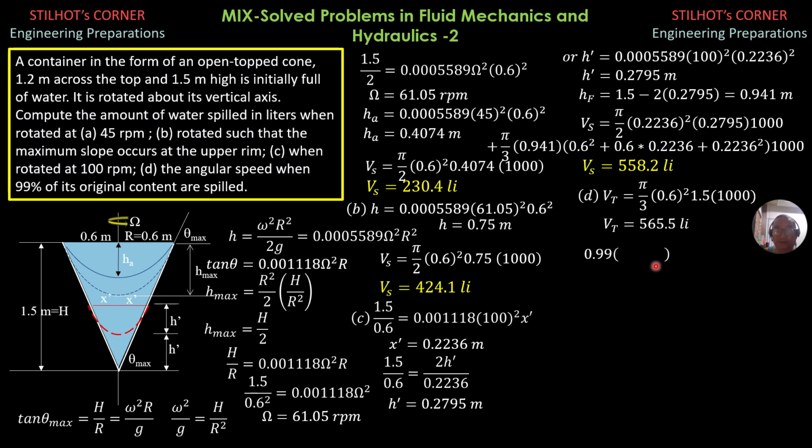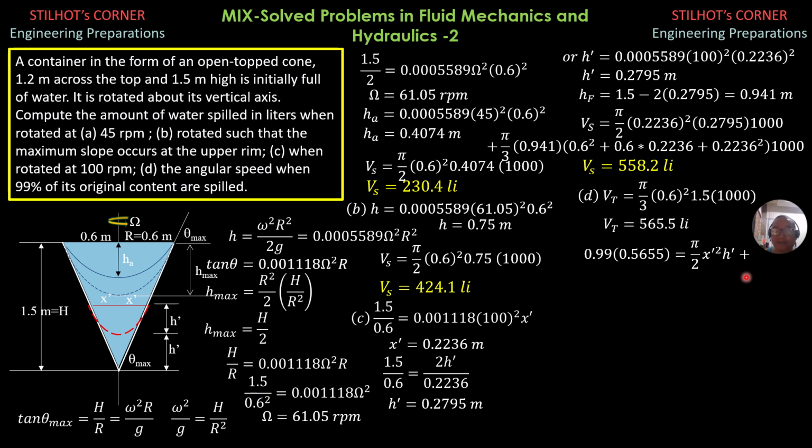So let's do that. 0.99 of 0.5655 to convert it to cubic meter is volume of this paraboloid of revolution pi over 2 x prime square times h prime. Same figure, but it's lower a little bit. But I just used the same figure and symbols. Anyway, we solve for x prime, which is not equal to x prime here. So it should be slightly lower than this. And h prime also should be slightly lower than 0.2795.